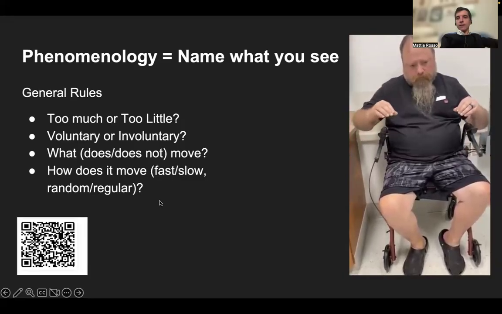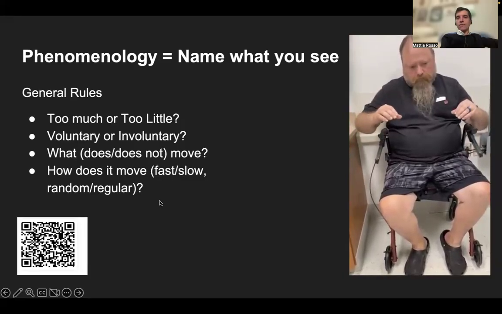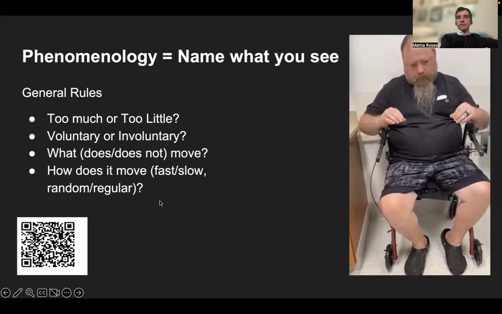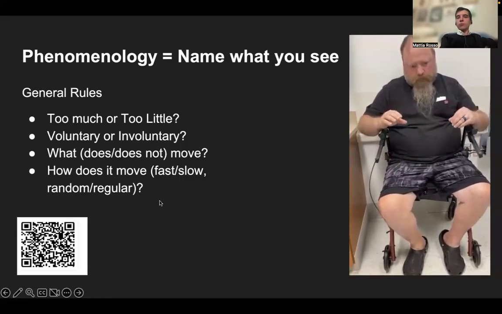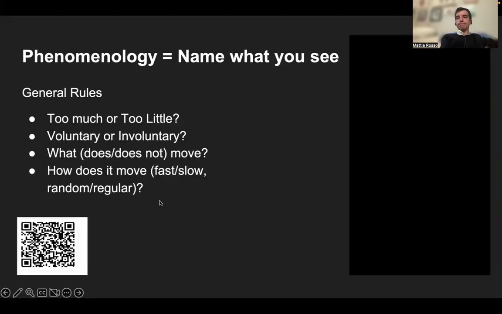Now the examiner is trying to have the patient tap their fingers. And I'm curious to see what you all may think about the speed of these movements. Is it the type of speed that you would commonly see?